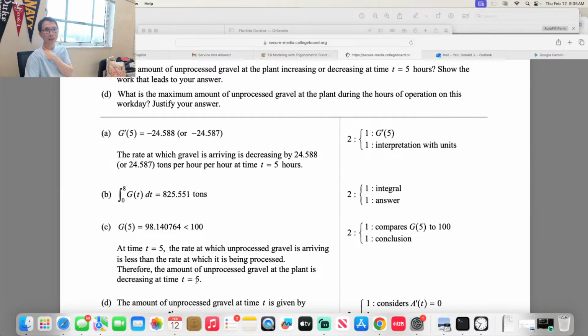The last one's 3 checks. Consider A prime of t equal to 0. That's the critical number. The answer is another number. The justification is the table. It's a candidate test. It's worth another point. He didn't show the table or anything, but he got the maximum, 635.